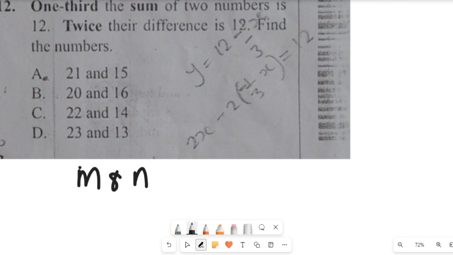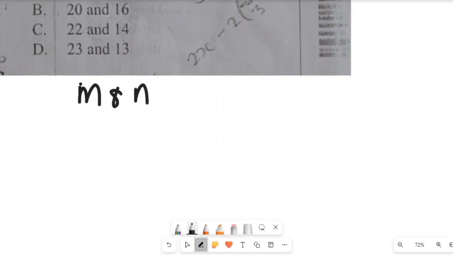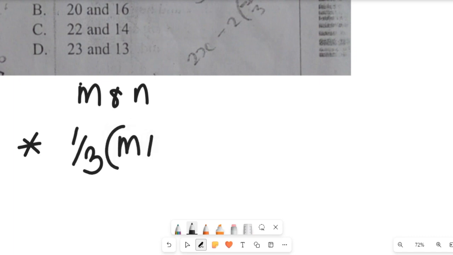So if the two values are m and n, the first expression says 1/3 the sum of two numbers is 12. Now 1/3 the sum of those two numbers, expression 1: we have 1 divided by 3, the sum of m plus n, is equal to 12. And that is our expression 1.